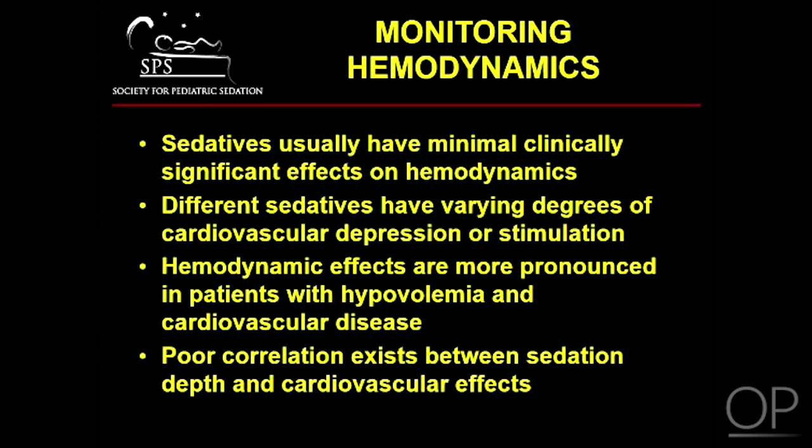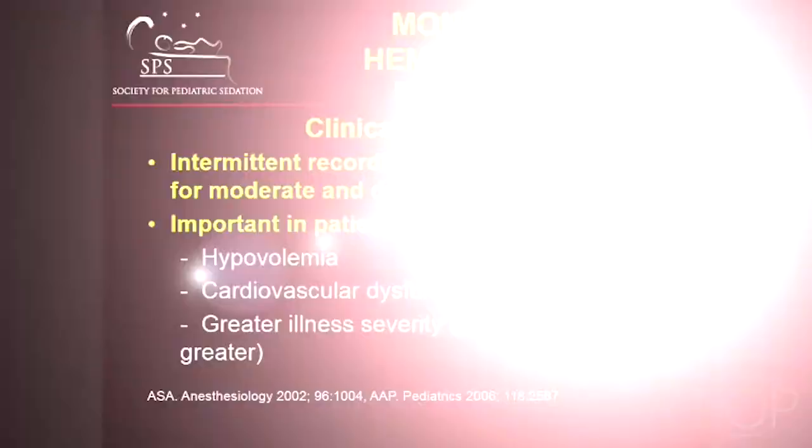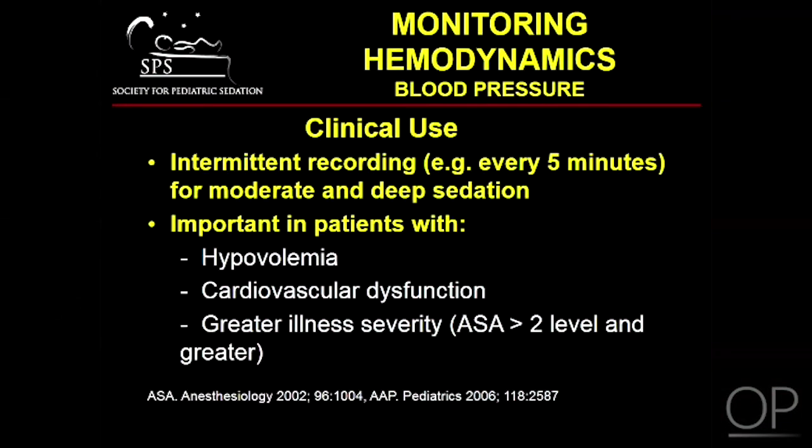Here, an appreciation of the patient's underlying condition is important, as patients with cardiovascular disease are at higher risk for hemodynamic decompensation when sedated. Note that even when sedation-related hemodynamic effects become clinically significant, it often does not correlate with the level of sedation. Because of this, current recommendations state that intermittent monitoring of blood pressure at 5-minute intervals is appropriate for moderate and deep sedation. Greater vigilance is needed for patients with hypovolemia, cardiac dysfunction, or significant severity of illness defined by the ASA score of 3 or higher, as these patients are at enhanced risk for hemodynamic compromise.